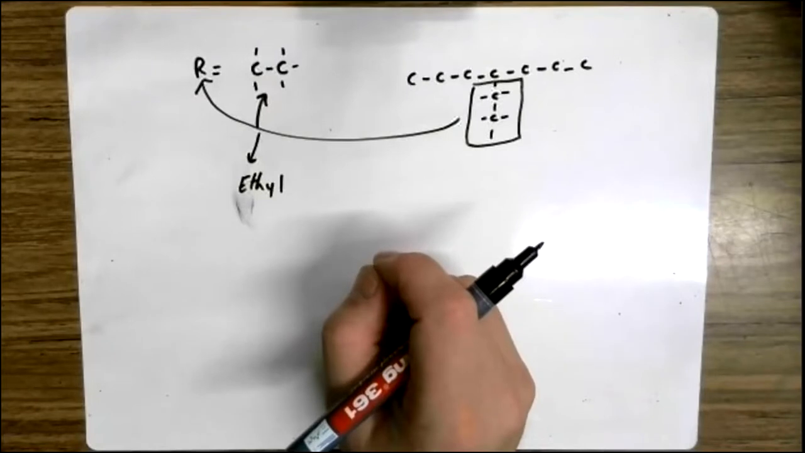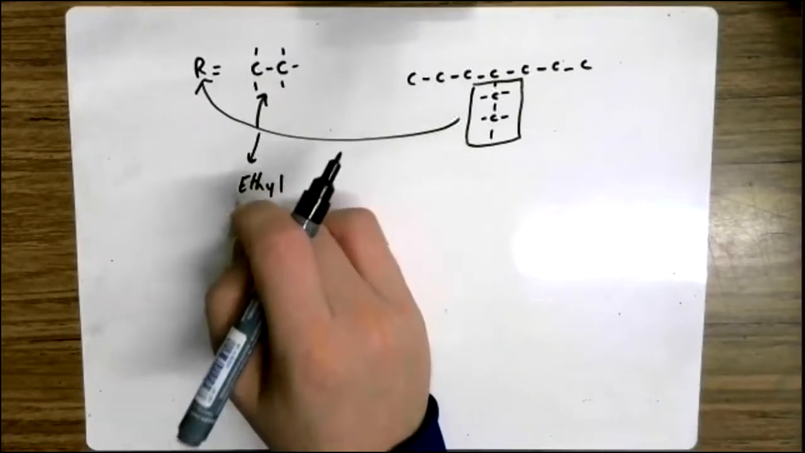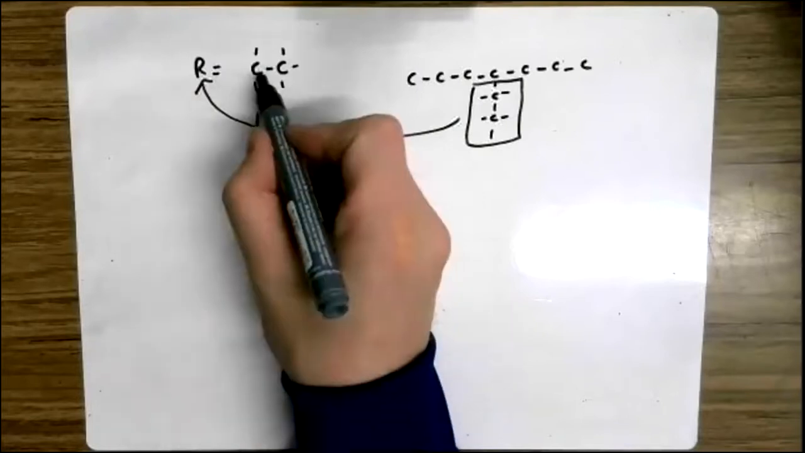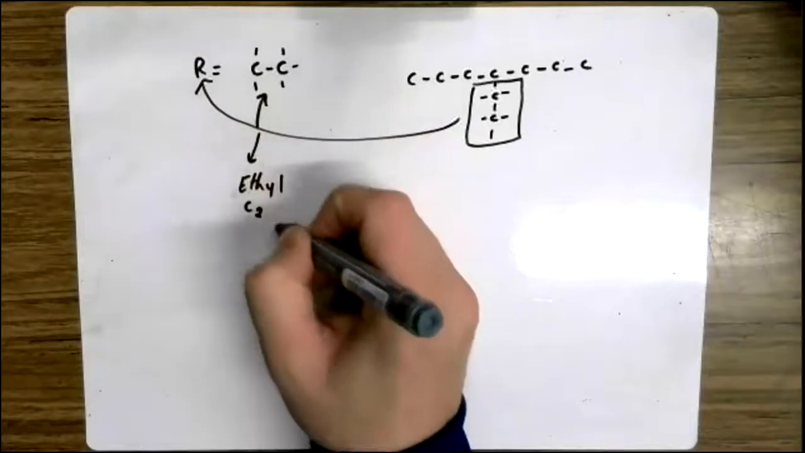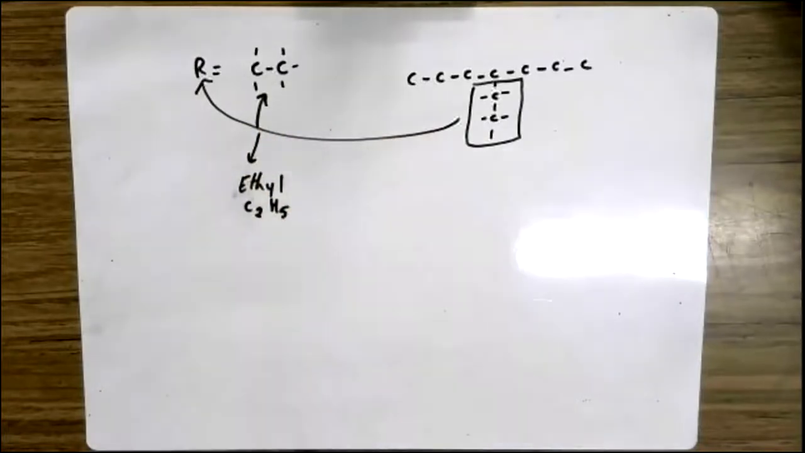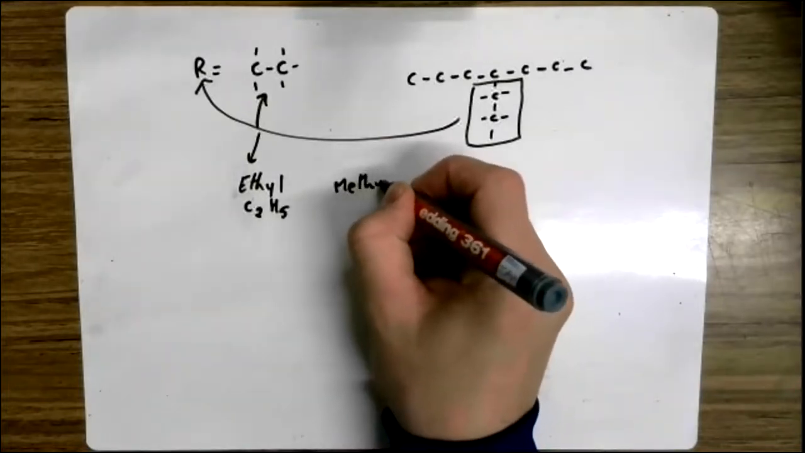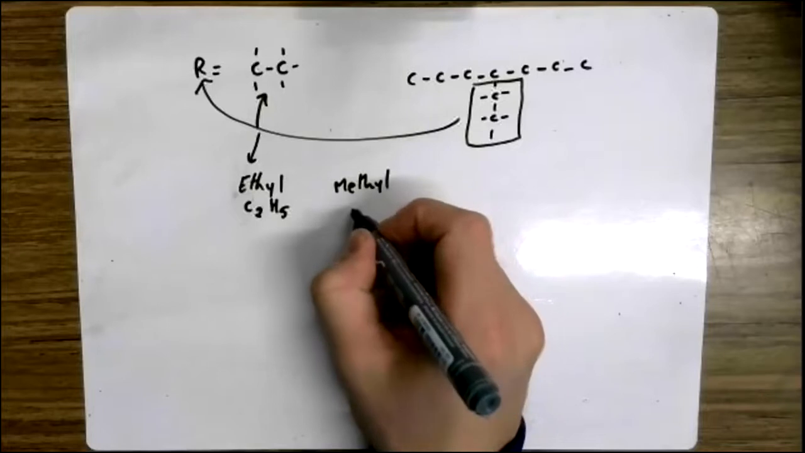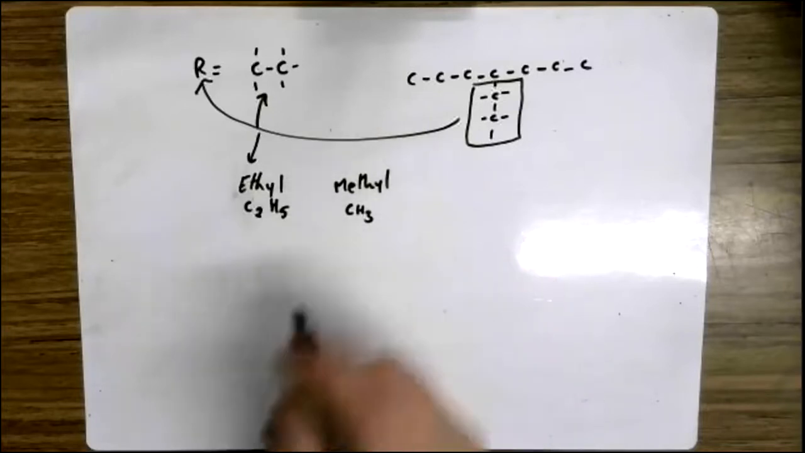Now, very quickly, sorry, I should have done this for the first one, but if we were to just write out what the molecular formula of this is, it's going to be C2H5. So an ethyl group has a molecular formula of C2H5. Methyl, what we did just before, had 1 carbon, so C, and it had 3 hydrogens, so CH3 group is a methyl group.